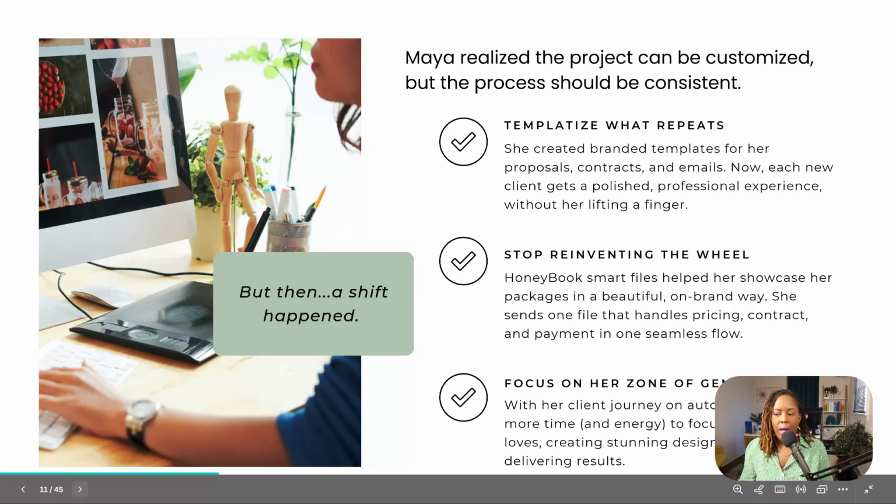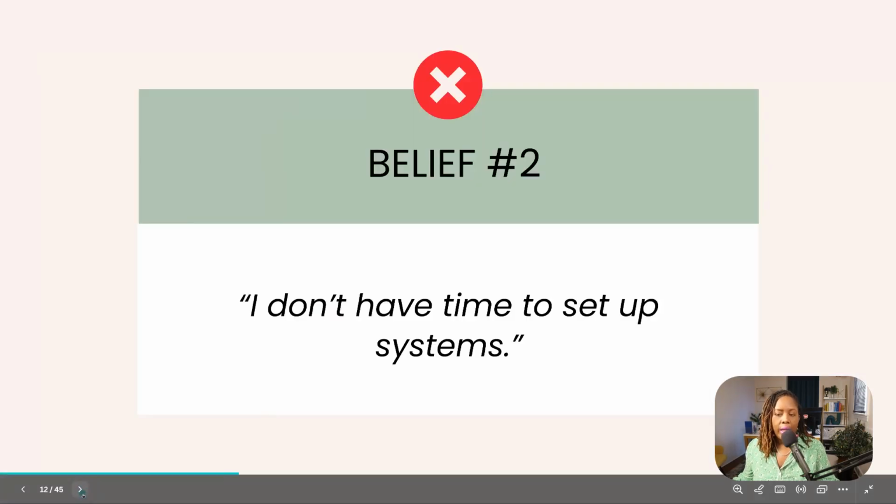HoneyBook Smart Files helped her showcase her packages in a beautiful on-brand way. She sends one file that handles pricing and contracts and payments in one seamless flow. She was also able to focus on her zone of genius. With her client journey on autopilot, Maya has more time and energy to focus on the part that she loves, creating stunning work and driving client results.